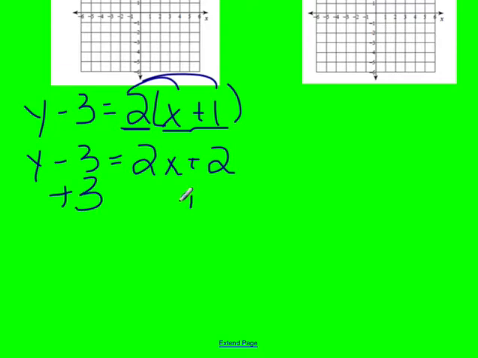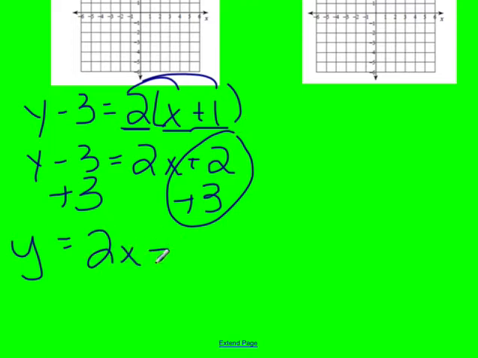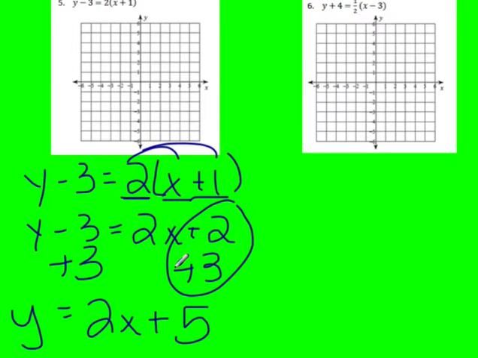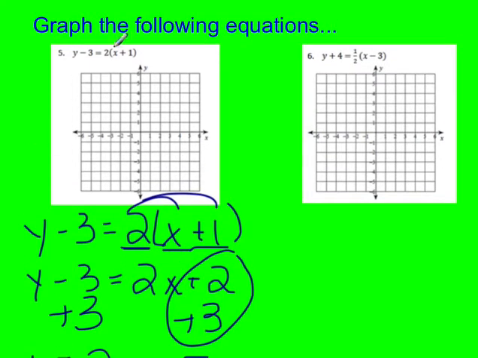I do that by adding 3 to both sides because that's the opposite. Now when I add 3 to both sides, I'm only going to add it to those 2. I can't add it to the 2x because it doesn't have an x with it. So I have y is equal to 2x plus 5. So I'm crossing the y-axis at 5. Well, I notice that if I go up 2, I'm going to be off the graph.